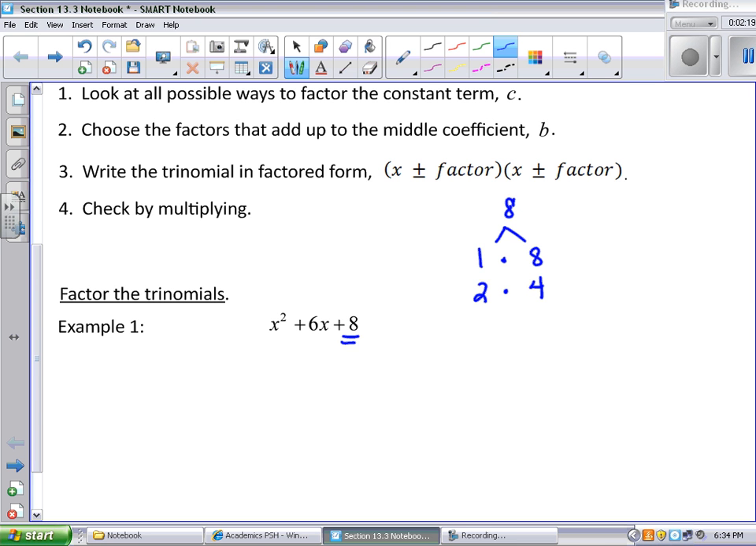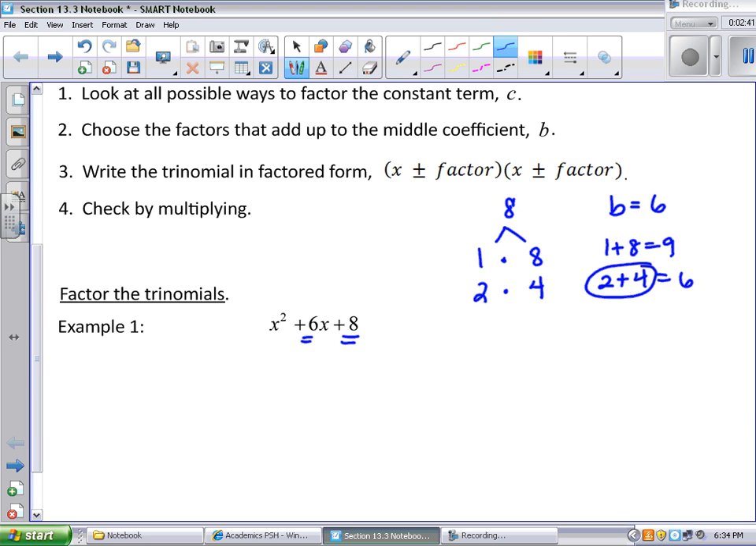In number 2, it says choose the factors that add up to the middle coefficient. In this example, our middle coefficient, b, is 6. 1 plus 8 is 9. 2 plus 4 is 6. That's the combination that I want, the one that adds up to my middle coefficient.